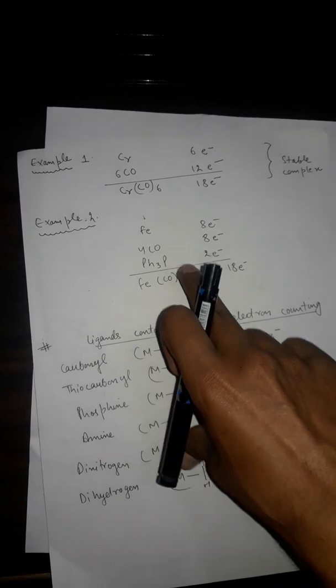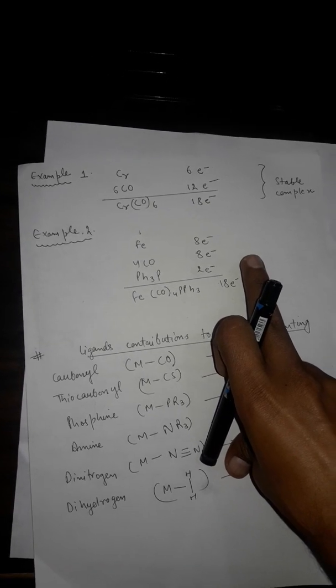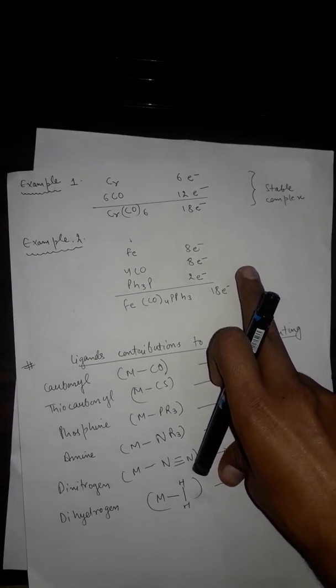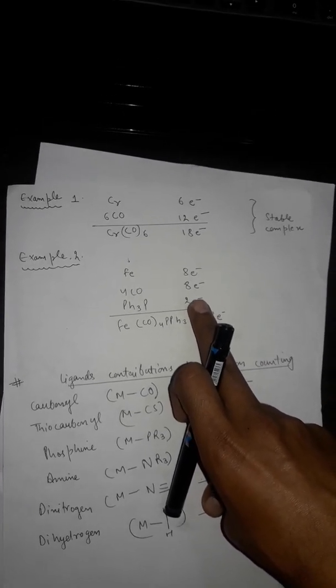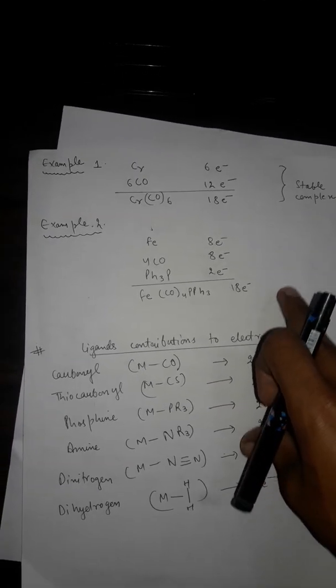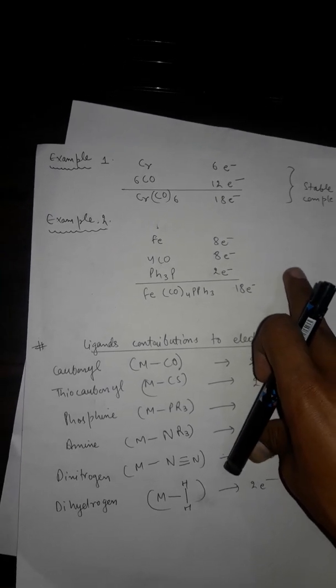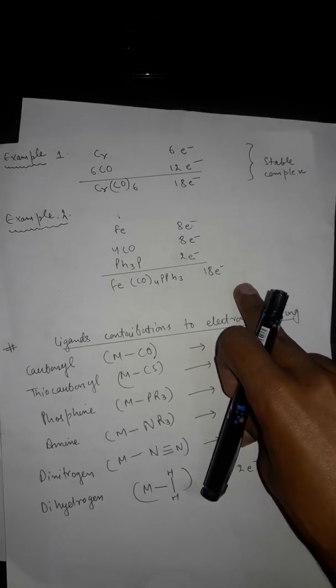Also, in the second example, we can see that iron is making a complex with carbonyl groups and phosphine groups, and iron has its own electrons in the outermost shell, plus 2 electrons each for the carbonyl groups and 2 electrons each for the phosphine groups. So we have a total of 18 electrons. So it is fulfilling our need for 18 electrons in the outermost shell. This is also a stable complex.